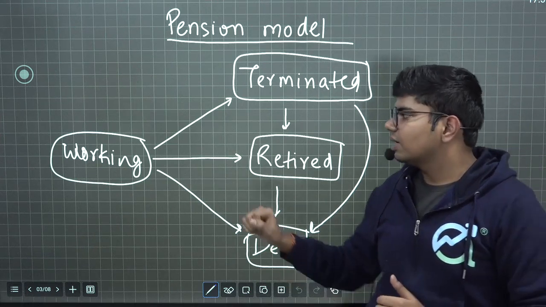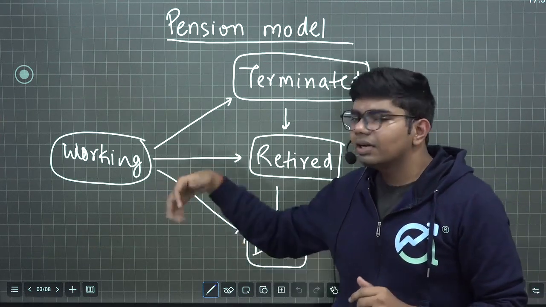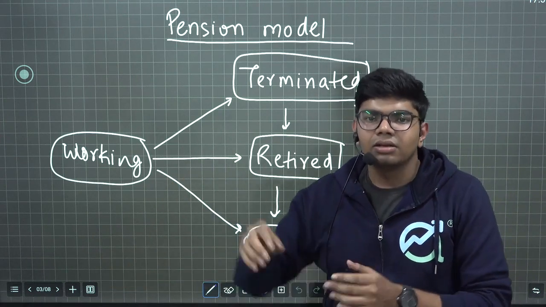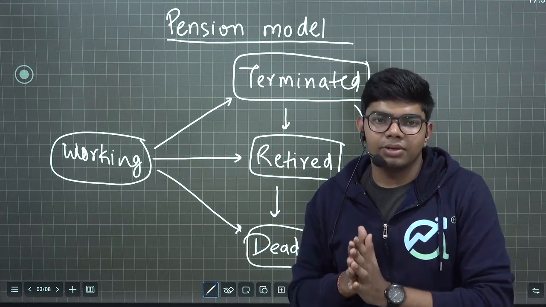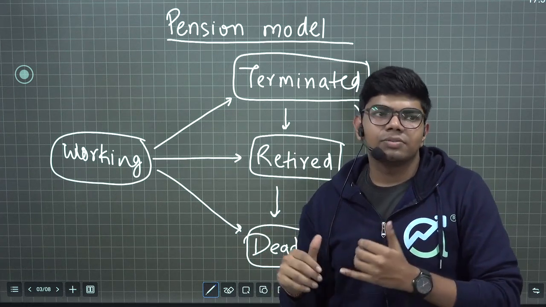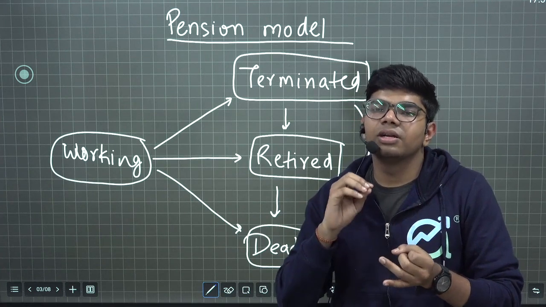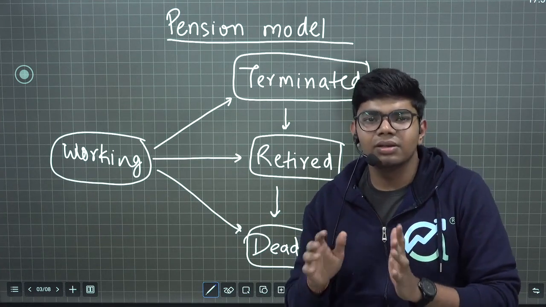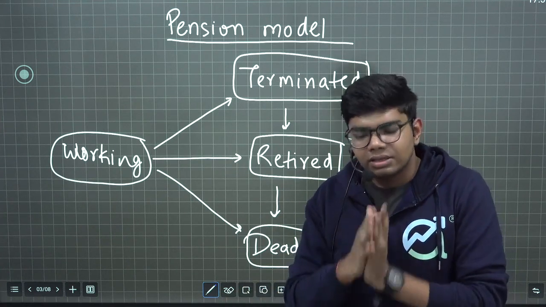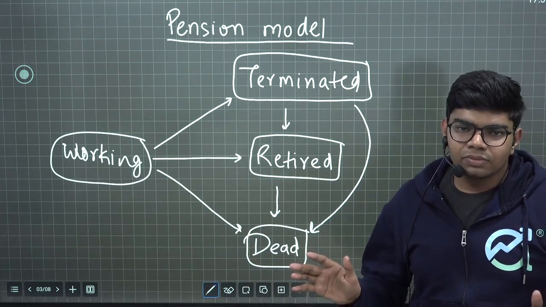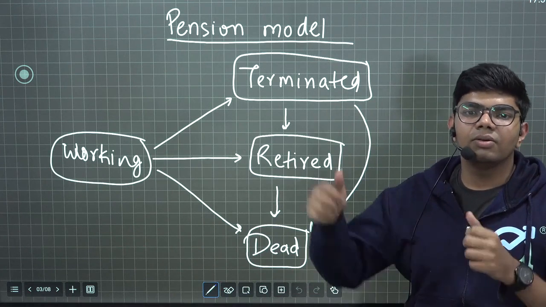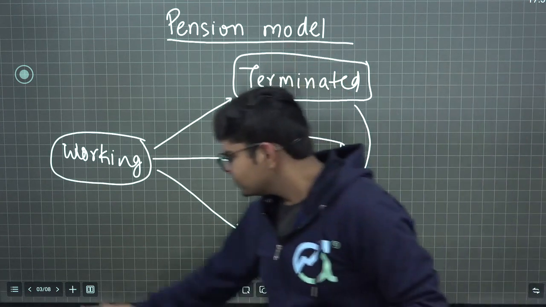Or the third scenario, the worst case scenario, is that I am working but I die while I am at work, or while I am still working in that company. Again, it might be due to any reason. It is possible that it was due to sickness, disability, accident, or whatever reason may be, or even natural causes. Then I would simply be considered as dead. I will not receive the pension fund. So these are the states which you would be concerned about under the pension model.